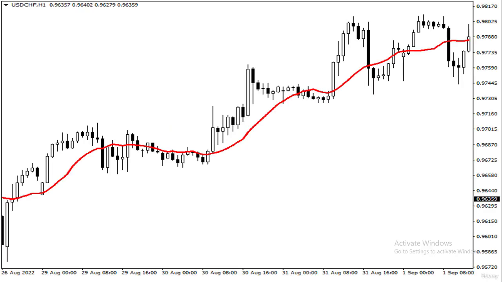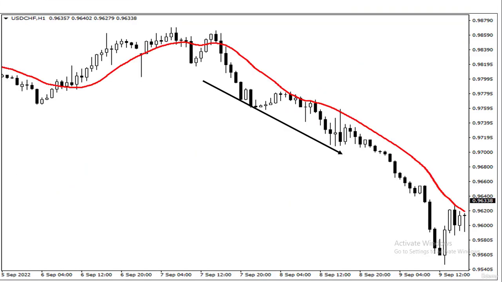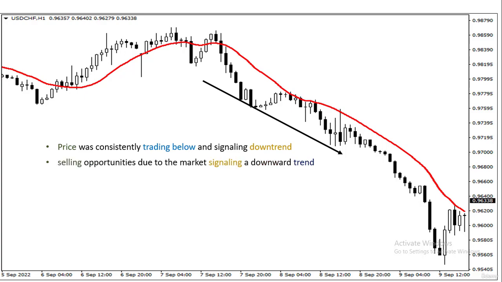When prices are trending higher, the moving average will adjust higher and reflect the increasing price. This could be a bullish signal, where traders may prefer buying opportunities. The opposite would be true if the price was consistently trading below the moving average indicator, where you would prefer selling opportunities due to the market signaling a downward trend.